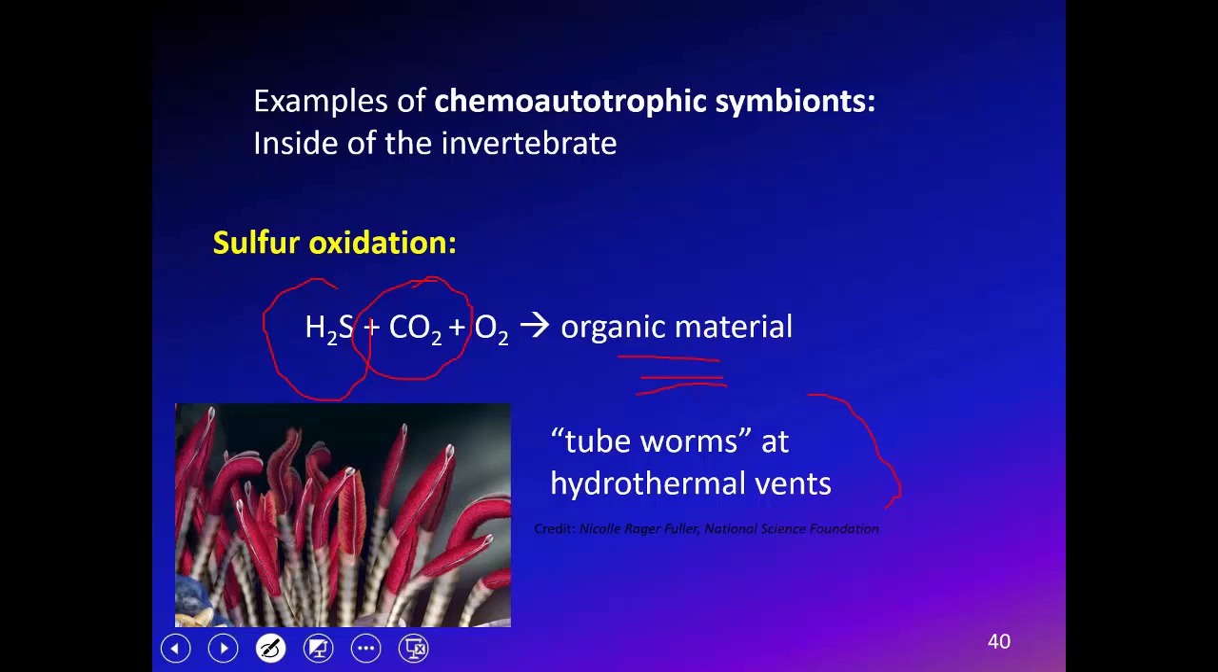I can't remember now if we talk about hydrothermal vents in this third of the course or the final third. But anyway, we will be talking about hydrothermal vents soon, and we'll see more about these chemosynthetic symbionts that occur within the tube worms at hydrothermal vents. And we'll talk a lot more about that as an ecosystem.